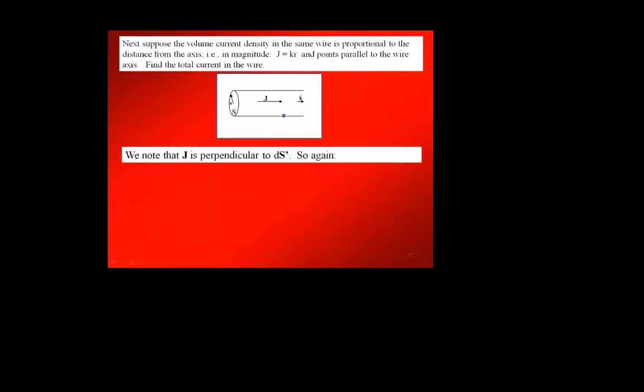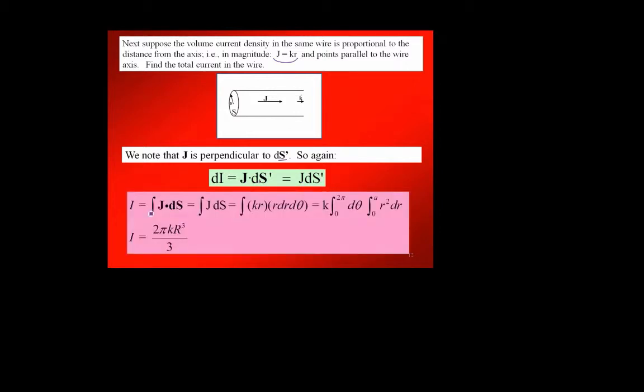Here's another one where j is not constant. It's equal to k times r. And if we look at the expression for ds, if we notice that j is perpendicular to ds prime. So again, we have the magnitude of j times the magnitude of ds prime is equal to di, because these are in the same direction. So do the same thing. We take I to be the integral of j dot ds, which is the integral of j ds.